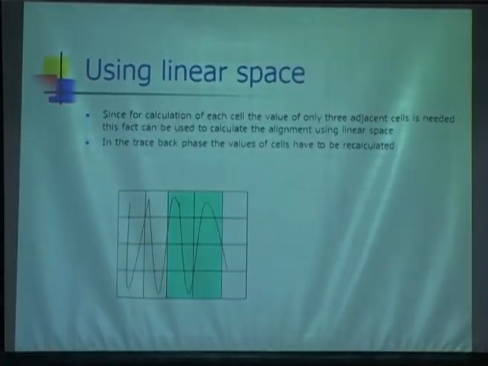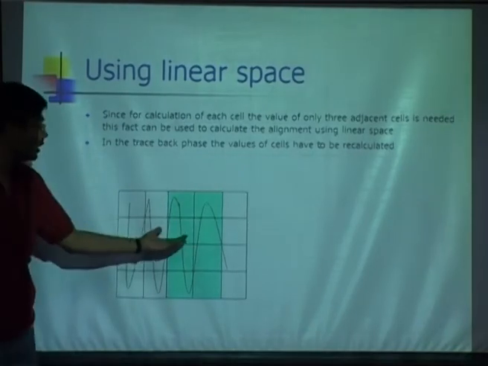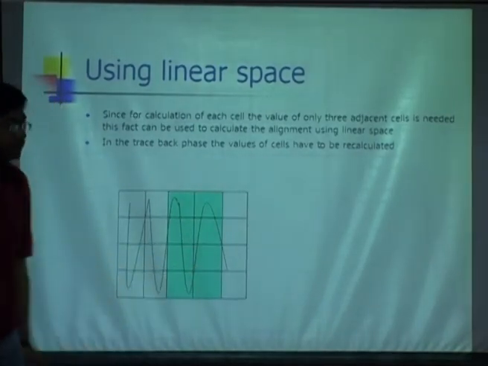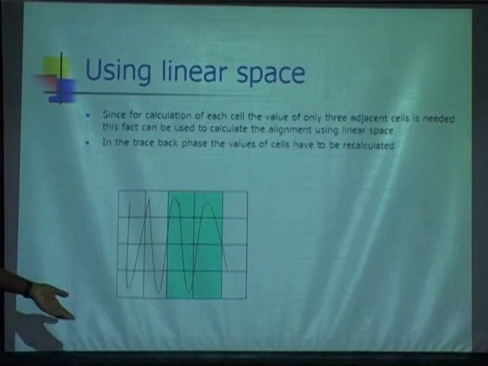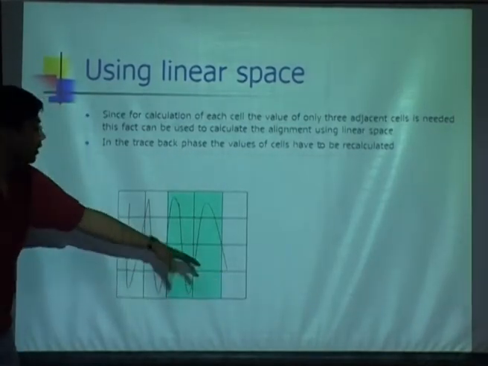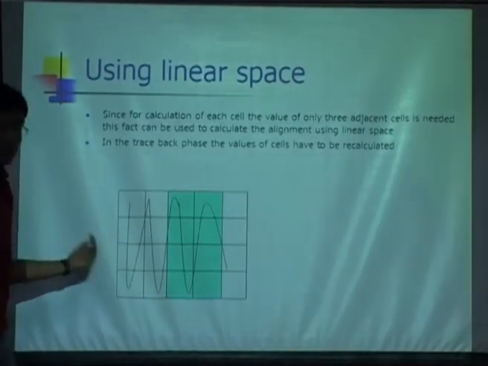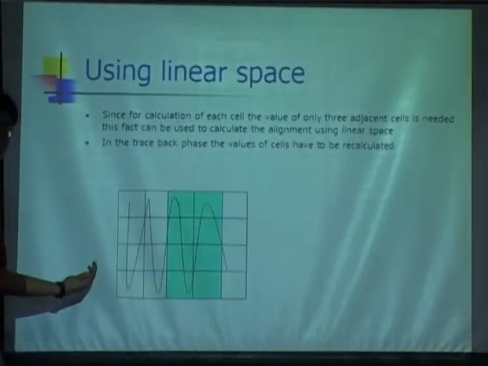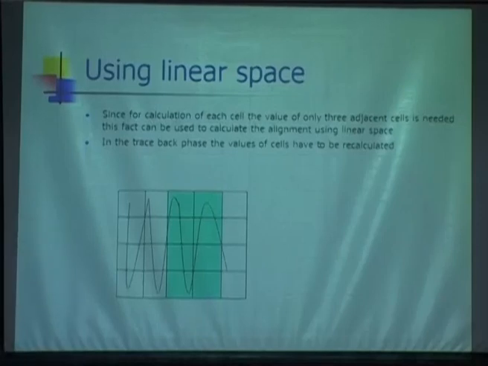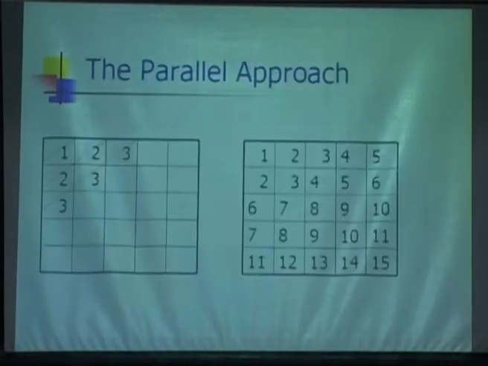And then, since we have used only 2 columns, that is linear space, to find the actual alignment we have to again fill up these cells in the traceback phase as we move from this column to the first column. So this is the linear space approach.